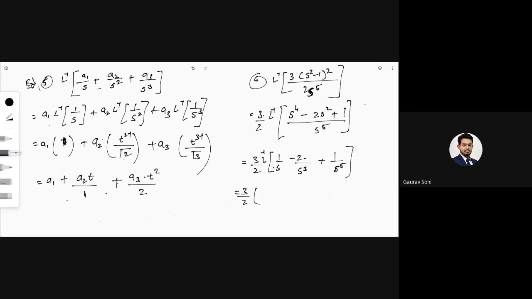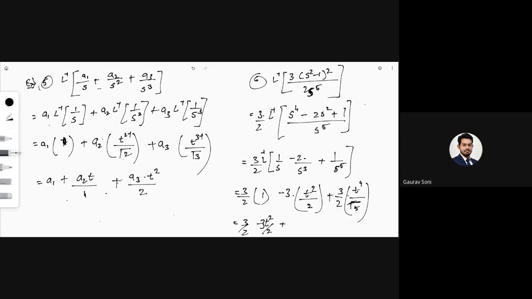So this is 3 by 2. In the first bracket, Laplace inverse of 1 by s is 1, minus 2 times Laplace inverse of 1 upon s raised to 3 is t raised to 2 divided by gamma of 3, which is 2, plus Laplace inverse of 1 upon s raised to 5, that is t raised to 4 divided by gamma of 5, which is 4 factorial. So this is 3 by 2 times 1 minus 2 into t square by 2.